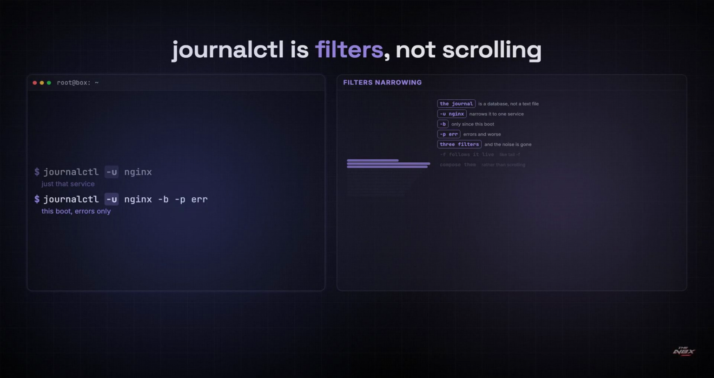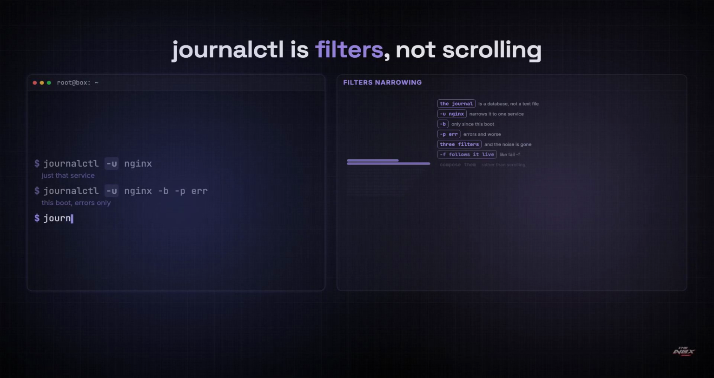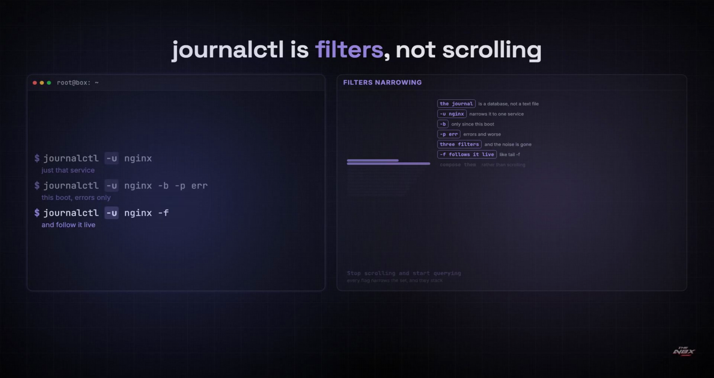And when you want to watch it happen, -f follows the journal live, exactly like tail -f on a log file. The habit worth building is composing filters rather than scrolling, because every flag narrows the set and they stack. Compose the filters and journalctl goes from overwhelming to the fastest log tool you own.